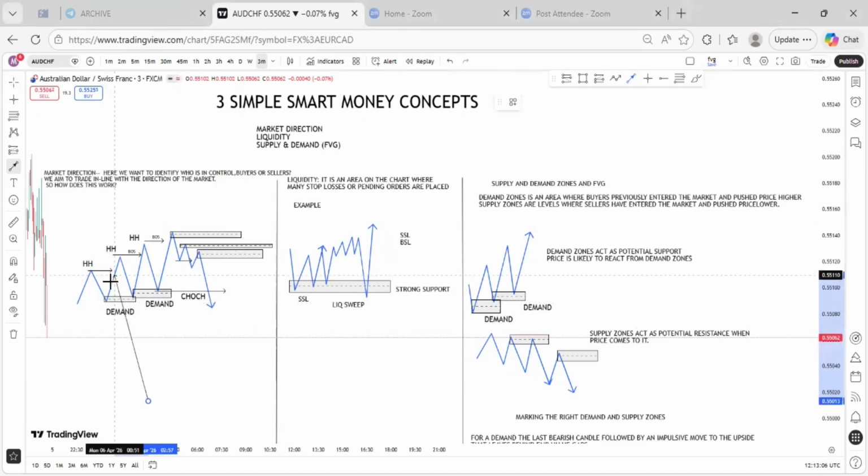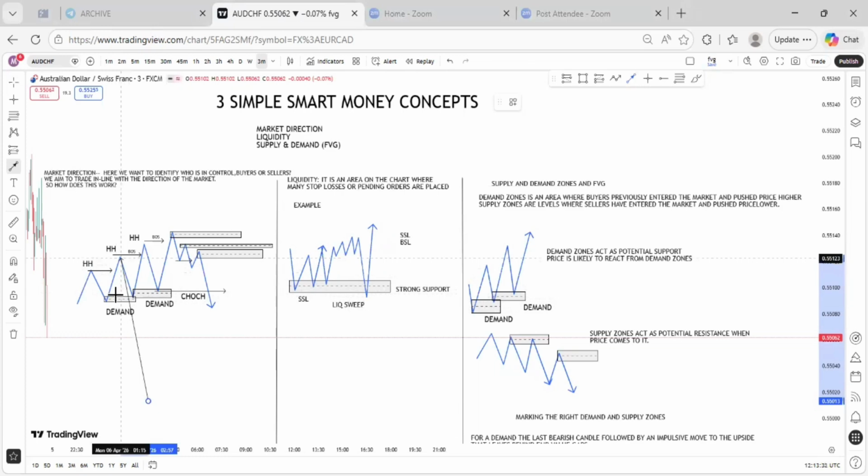And now this low leaves behind a demand zone. Any low that breaks the structure to the upside leaves behind a demand zone, right? Whenever price breaks a structure to the upside, it leaves behind a demand zone, and the market comes back to mitigate that demand zone, right, to target the external high, which is the break of structure, right?